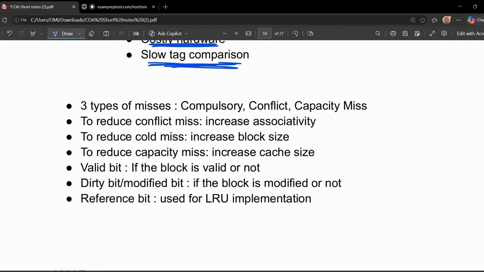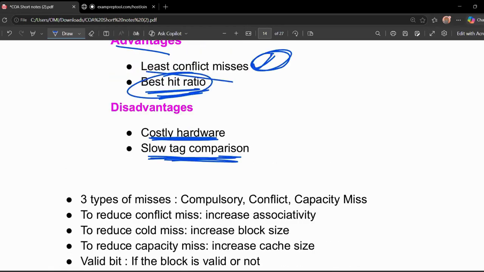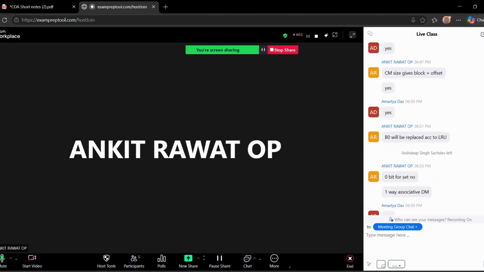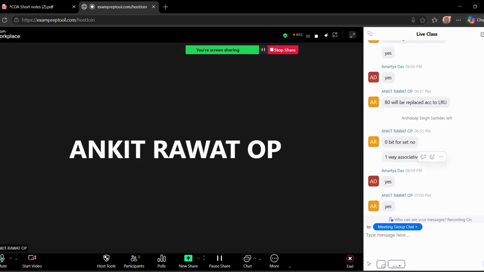Now, so till now everything is fine. Have you completely understood each and everything about the three mappings: direct, fully associative, and set associative?